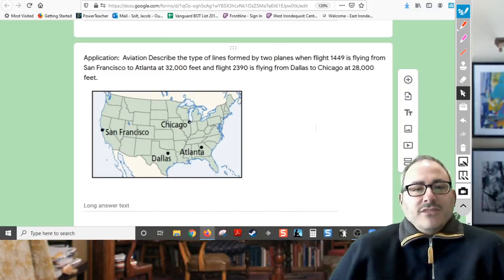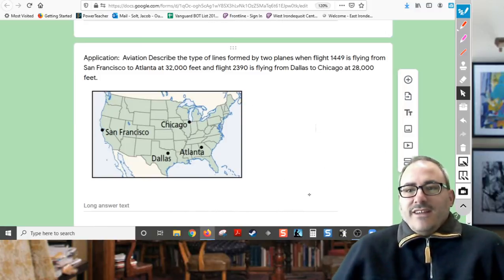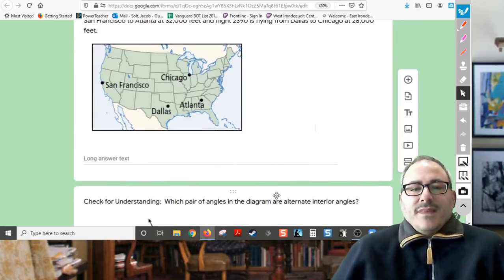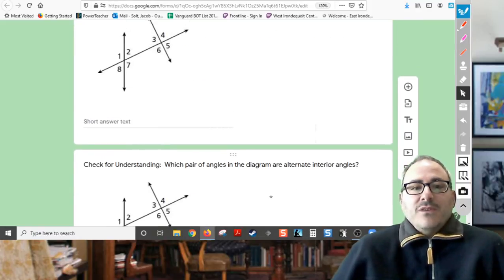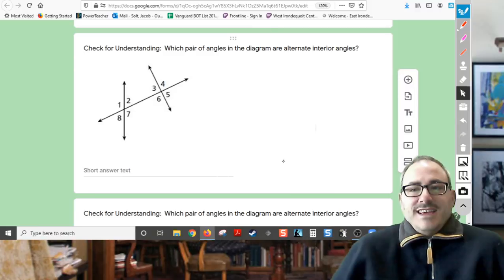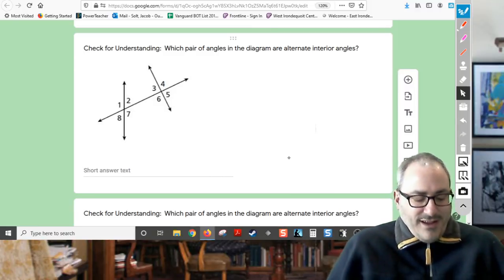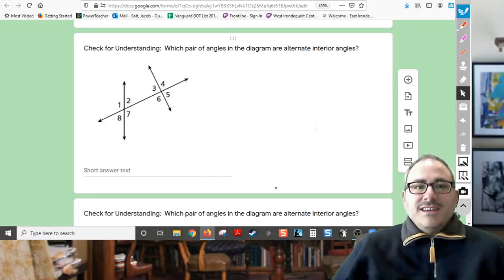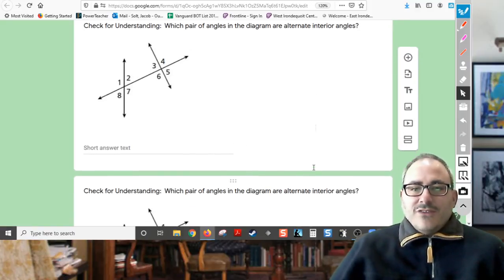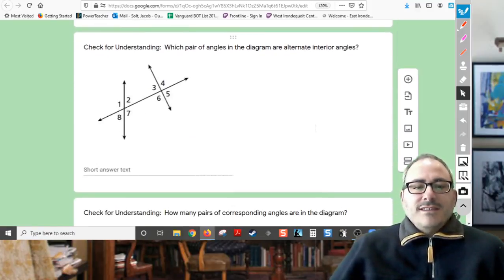Keep in mind, they're not on the same plane. So what are lines that don't touch, that are not on the same plane? All right. And then these are the checks for understanding. And I do not help you with checks for understanding because this is the key. This is the part where I really want to know if you understand. So you'll have to do these on your own. All right. You can do it.